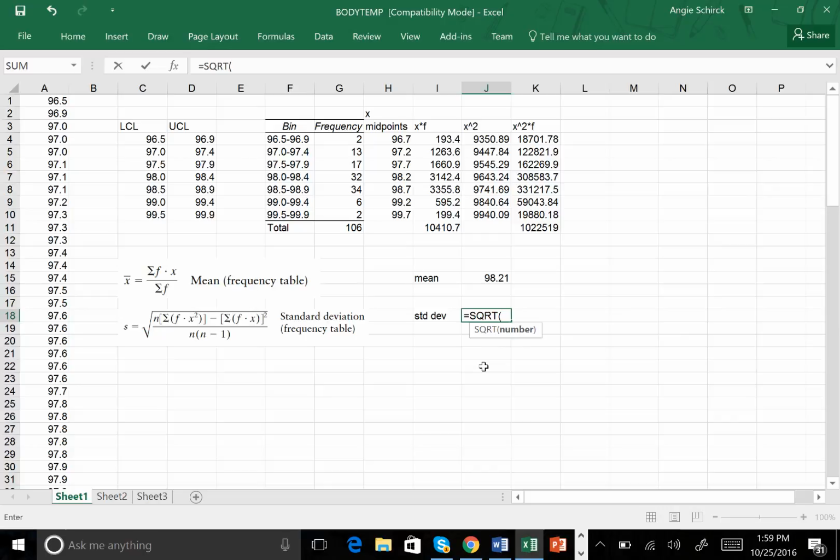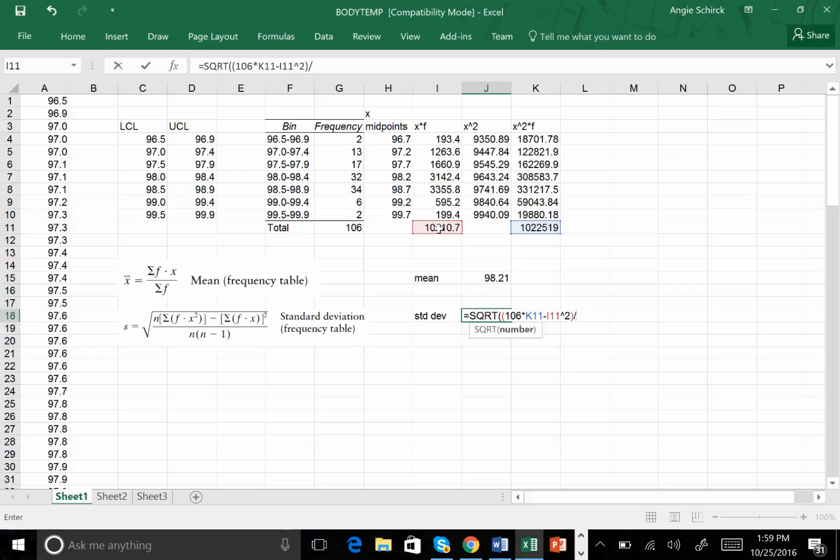Now, being very careful, we're going to hit a parenthesis for our numerator, and then our n is 106, so I'm just going to type 106 in, times the next thing in our formula, the sum of the f times x squared, which is this one right here, minus the sum of the f times x, and then we're going to square that. So the sum of the f times x is this one, and then we want to square it. We're going to close off the parenthesis for the numerator.